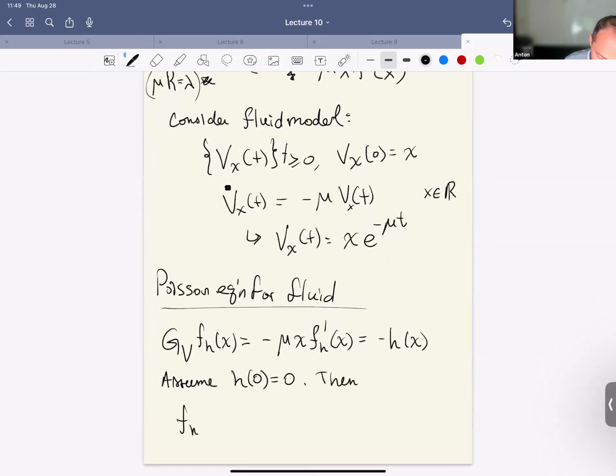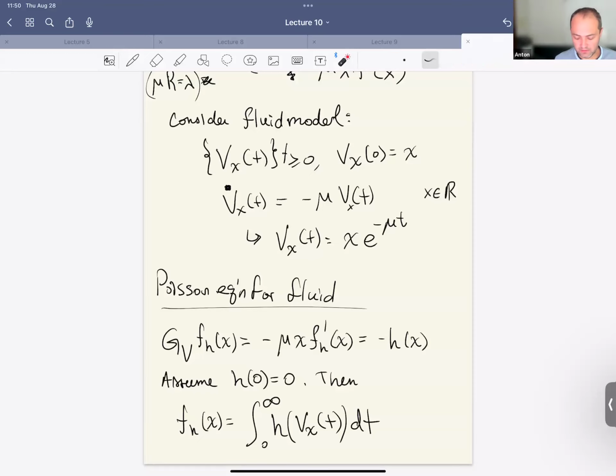Then f sub h of x is, and this is the potential, I take my fluid system initialized at state x, this is the initial condition, and at time t, and I apply the function h to it, dt. So again, this is basically the same thing as the potential for the diffusion, the same thing as the potential for the Markov chain. The only difference is that there is no expected value because there is no randomness.